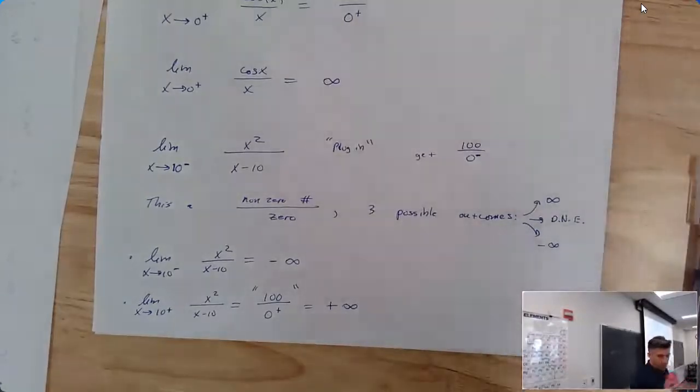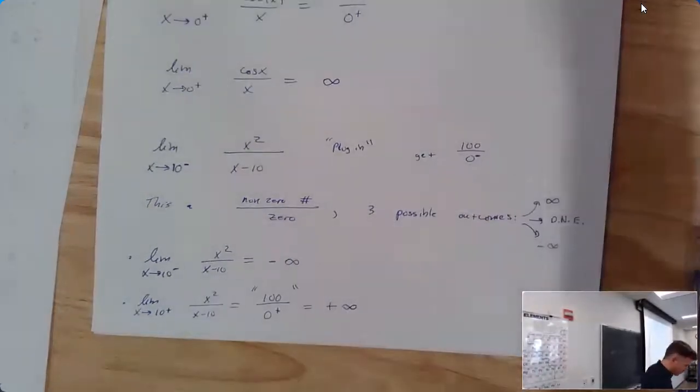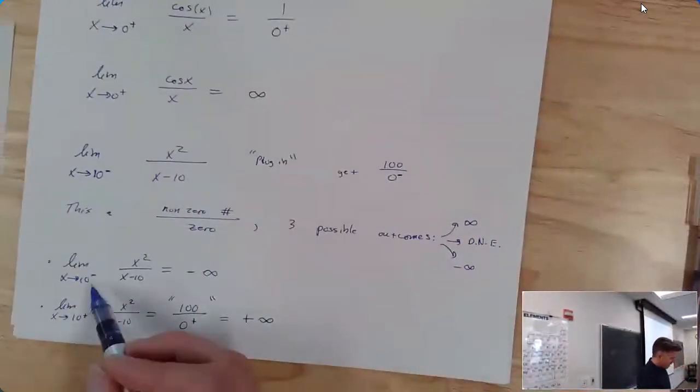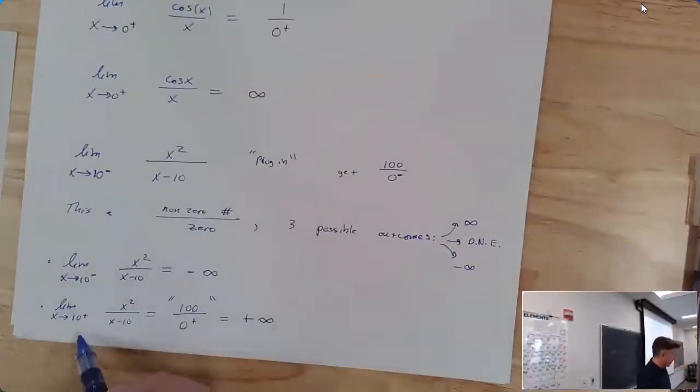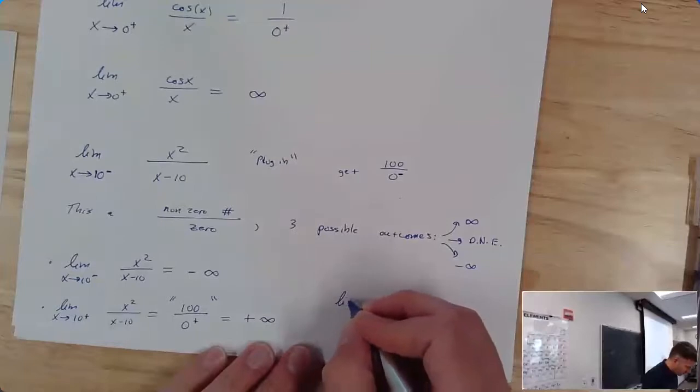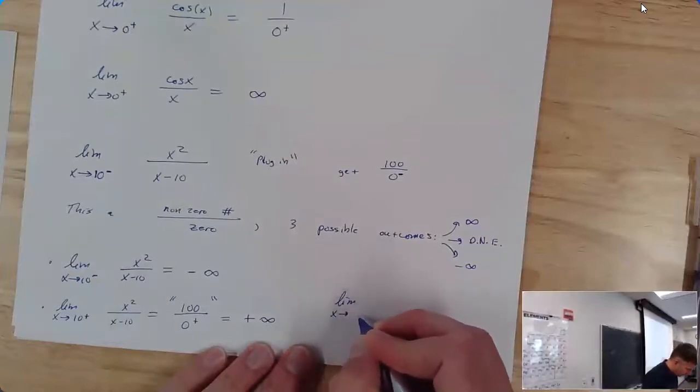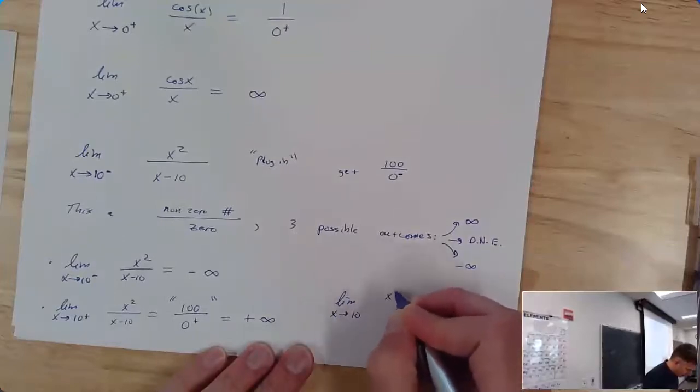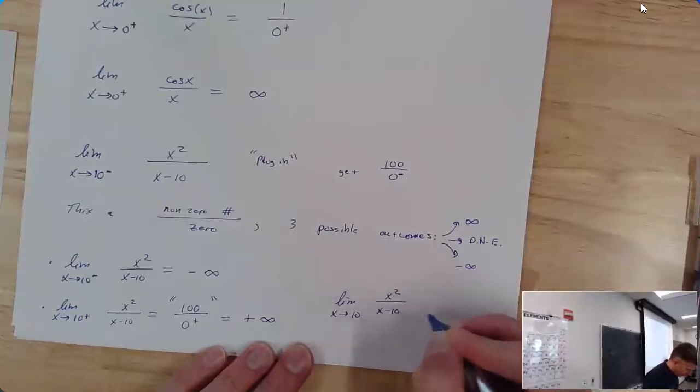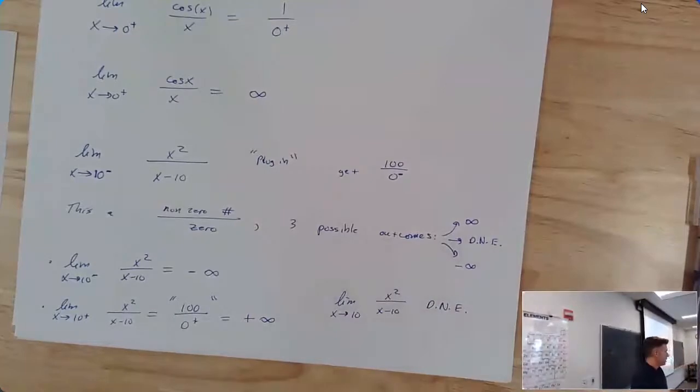So the left-hand limit's negative infinity, and the right-hand limit's positive infinity. So the overall double-sided limit of this function doesn't exist, because the right-hand side and the left-hand side don't have the same behavior. They're not going towards the same infinity. You have a vertical asymptote that's doing this instead of this or this.